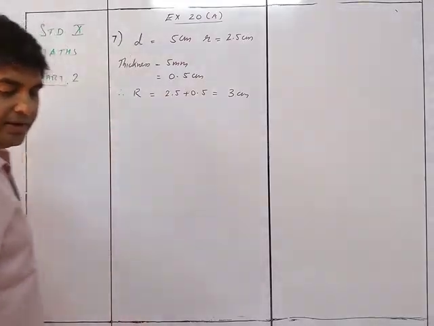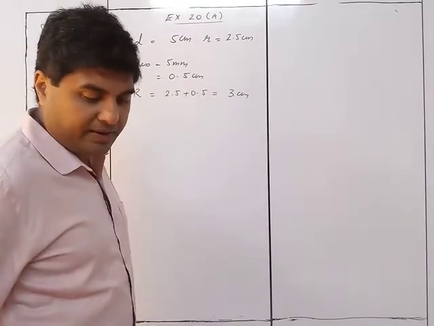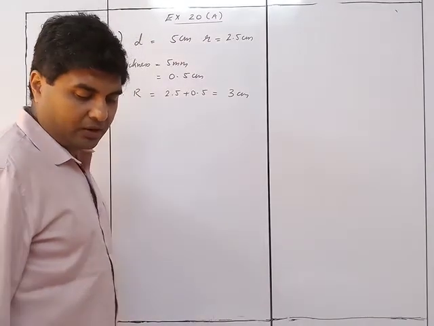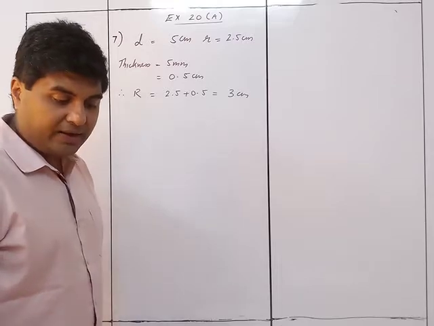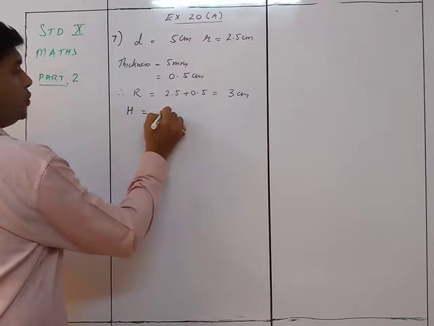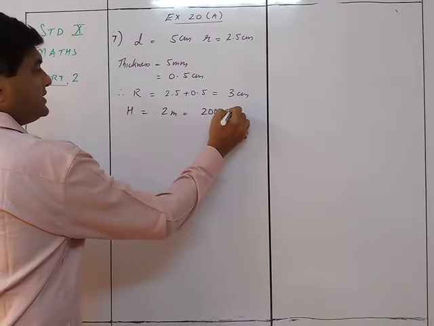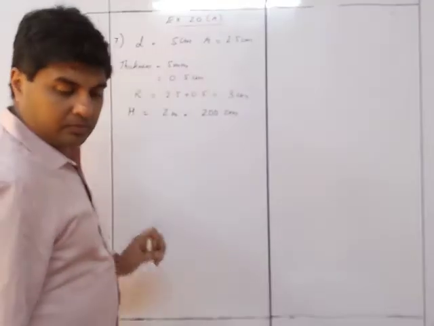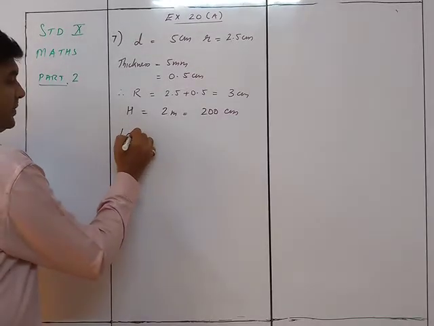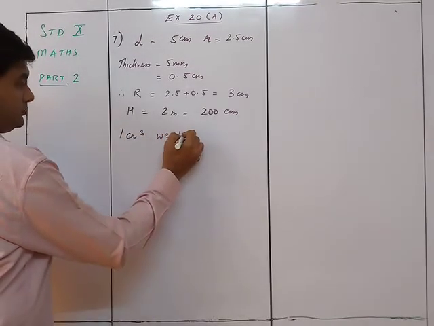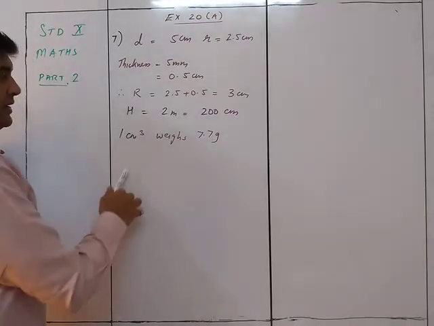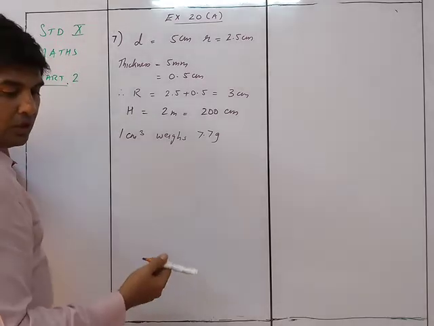You need to find out the weight in kilogram of 2 meters of pipe, if 1 centimeter cube of metal is 7.7. So we have got that the height is 2 meters, which is nothing but 200 centimeters. You are given the density as 1 centimeter cube weighs 7.7 grams. This will be required in the last. Right now we just need to find out the volume of the hollow cylinder.